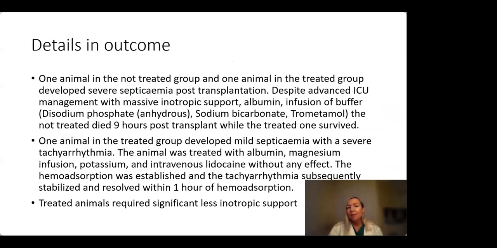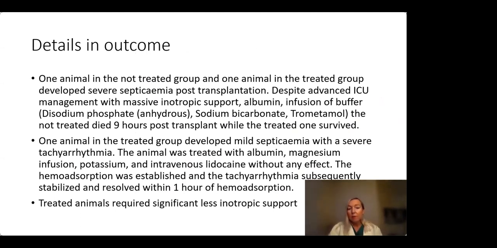So we had a few details in the outcome. One animal in the not treated group and one animal in the treated group developed severe septicemia post-transplantation. Despite advanced ICU treatment with massive inotropic support and fluid, the not treated animal died 9 hours post-transplantation, while the treated one actually did survive.